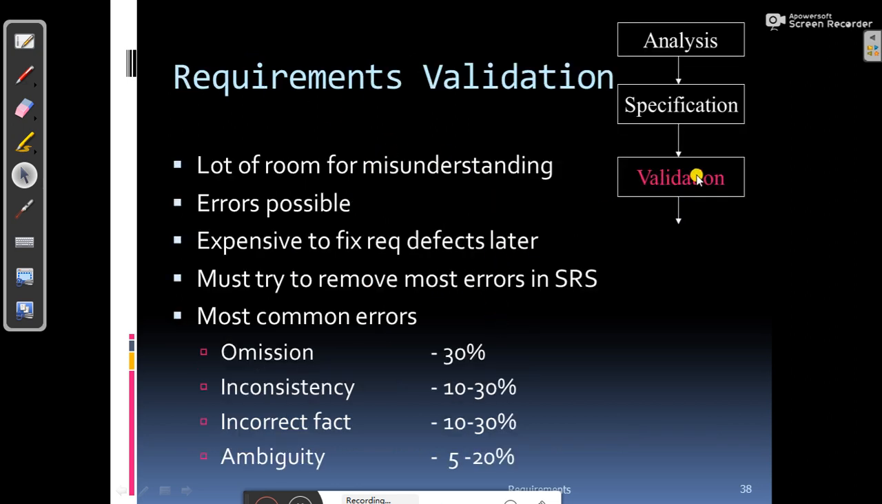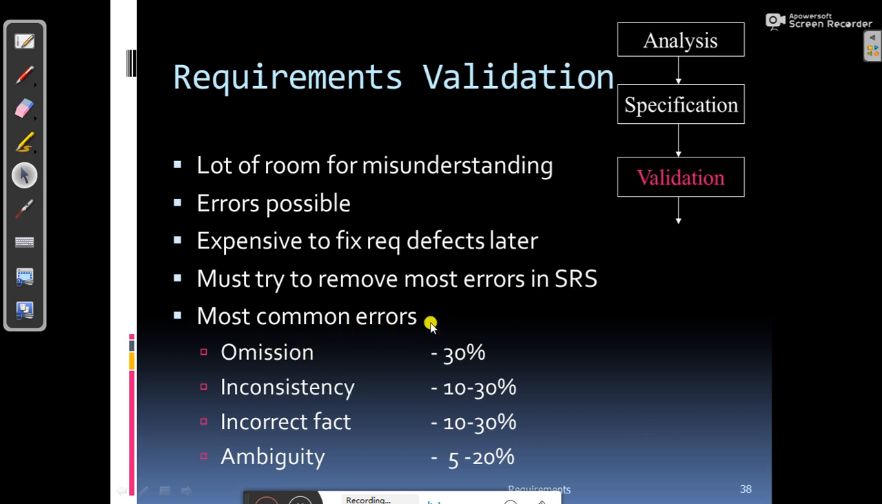After that, you need to validate the SRS document. There is a lot of room for misunderstanding about the specifications you have mentioned in the SRS document, so you need to validate those things. Errors are obviously possible, but it is advisable that errors be kept to a minimum. Otherwise, it will lead to more cost. It is expensive to fix requirement defects later. After the validation phase is complete, it will be very difficult to fix the defects, so you must try to remove most errors in the SRS.